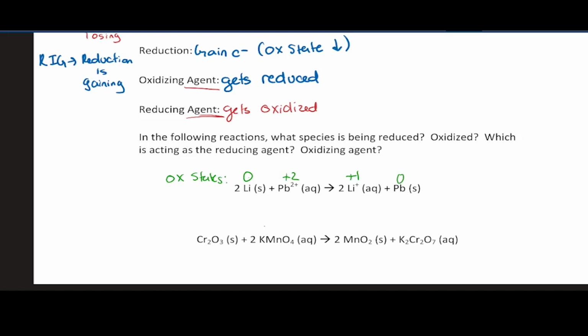We're going to begin by identifying what's getting oxidized. If it's oxidized, it's losing electrons, so its oxidation state is going to increase. And if we look at our lithium, lithium is going from 0 to positive 1, which I would argue is an increase in oxidation number. Thus, lithium is getting oxidized, i.e., it is the reducing agent.